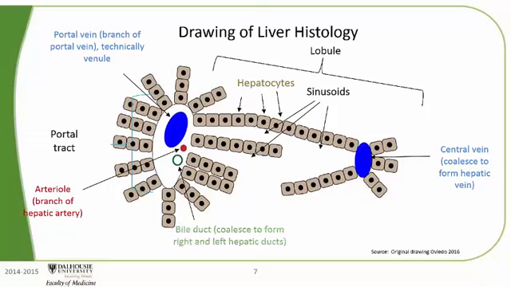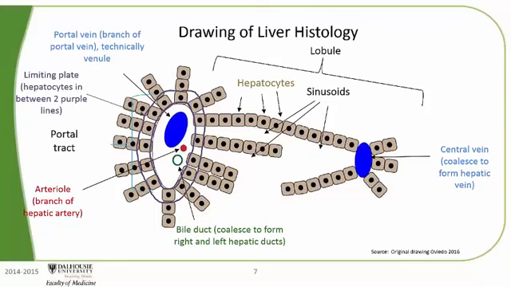This bile duct is an intrahepatic bile duct, which is the same thing as a small bile duct. The small bile ducts coalesce and join to form the right and left hepatic ducts. One more thing about the portal tract. The hepatocytes which surround the portal tract get a special name, the limiting plate.